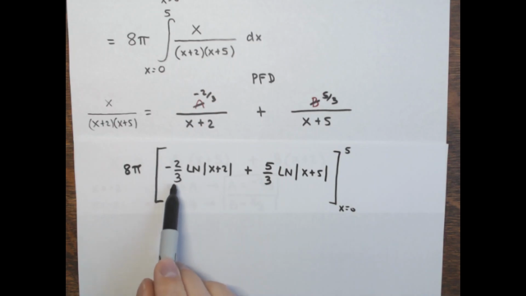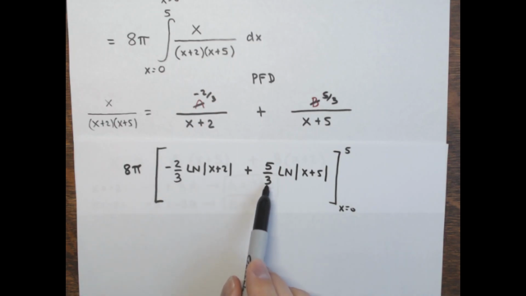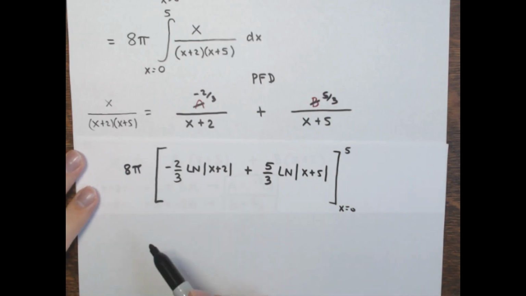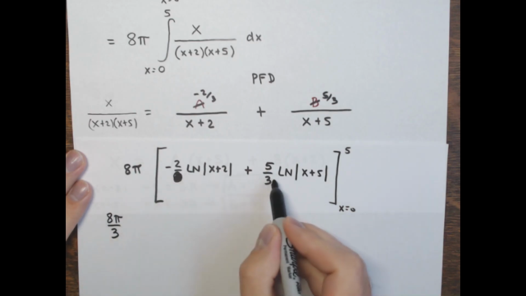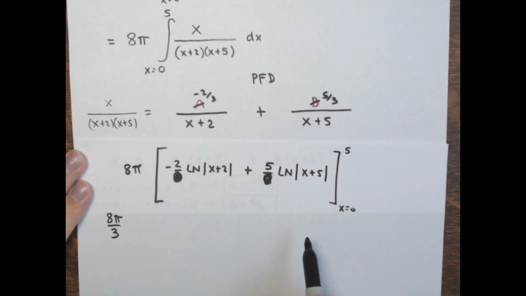Okay, something else I'm noticing is that both of these have a third in common, so I'll pull that out. You got 8 pi over 3. So let's do this. Let's pull the third out. And now I'll evaluate this at 5 and at 0 and subtract.